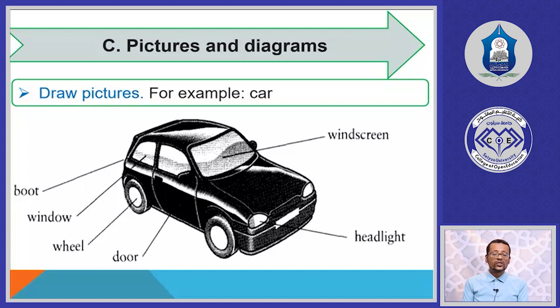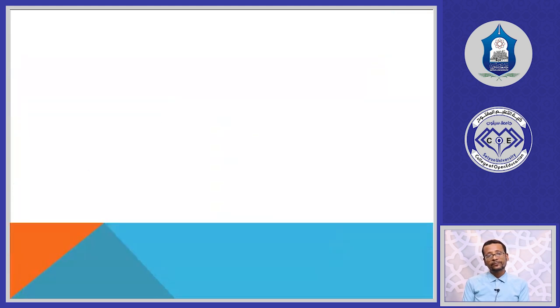windscreen, boot, window, wheel, door, headlight, any other new words you learn later, you can insert them in this picture. So this is one way to help you learn vocabulary quickly and associate vocabulary with each other. It's a helpful way, and use it. Draw pictures, for example, a picture of a human body. Then whenever you know a new word related to the human body, you can insert it into that picture.